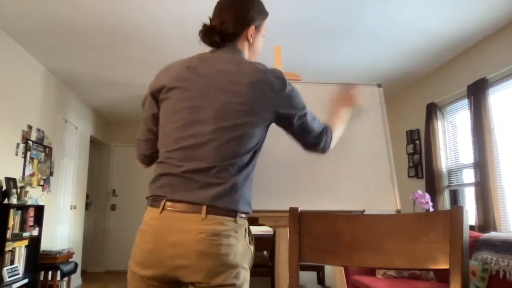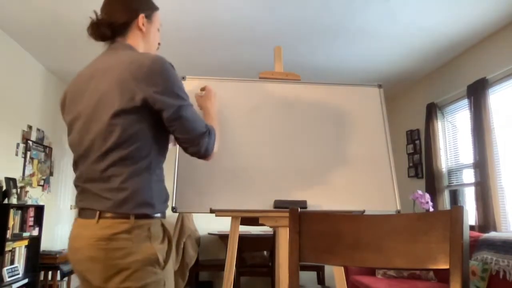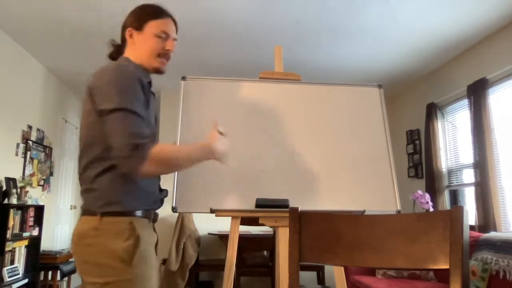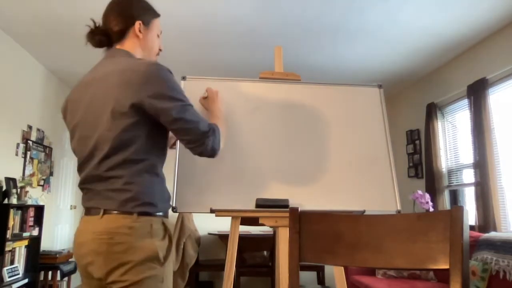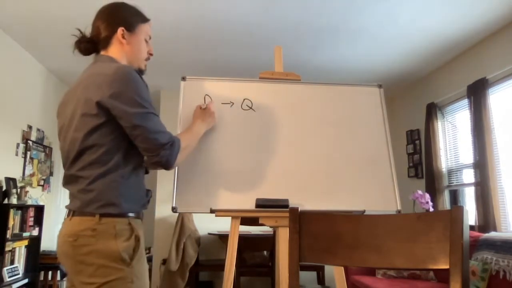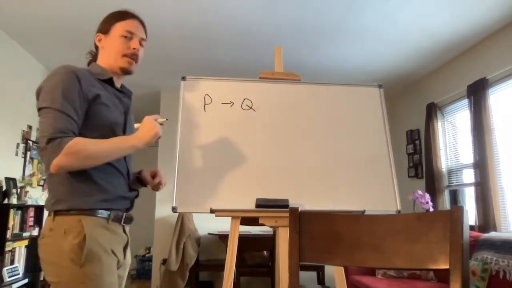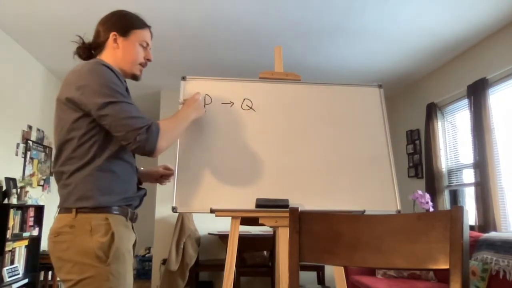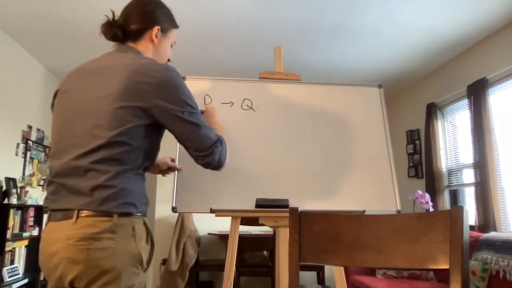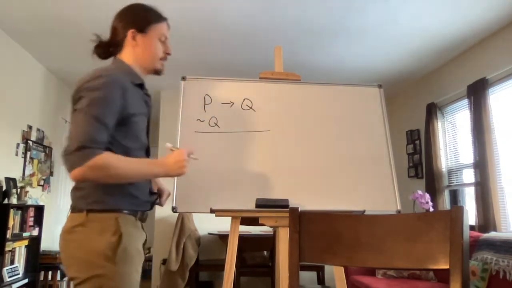Another argument form that's similar to modus ponens looks like this. It starts off the same way. The first premise is a conditional statement. If P, then Q. Okay, easy enough. But in the second premise, instead of affirming this antecedent, you're going to negate the consequent. Not Q. What follows from that?